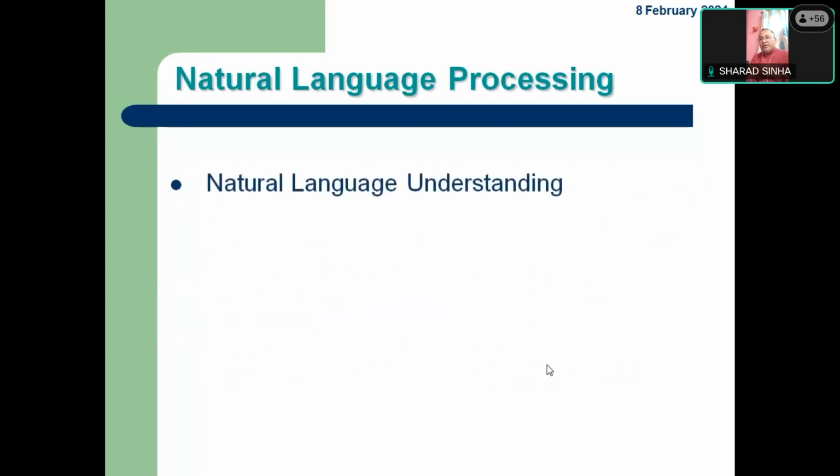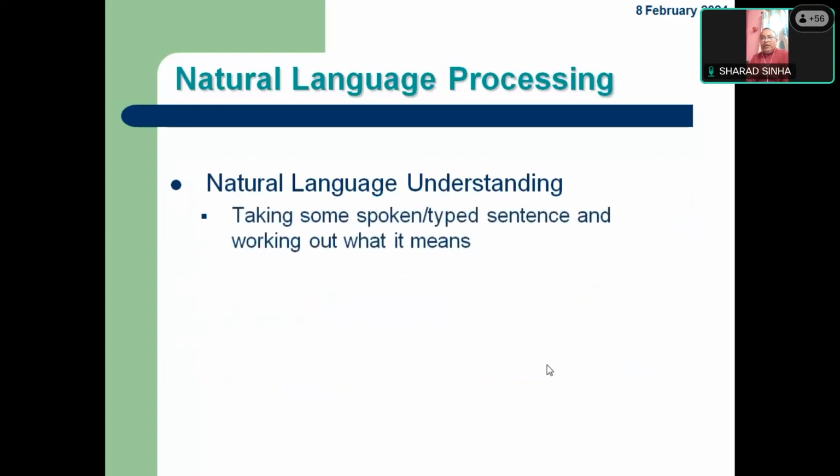So natural language processing actually has two general tasks. One is natural language understanding: to make the machine able to understand what we tell the system in our own language. We give as input some spoken or typed sentence, and the machine will work on it and will understand what it means.